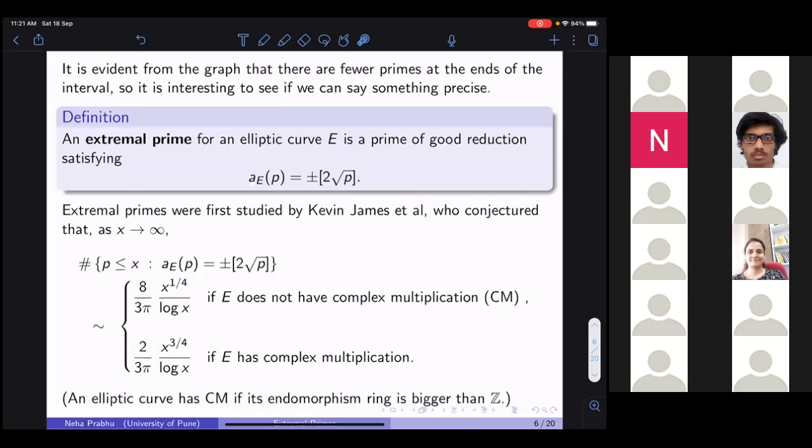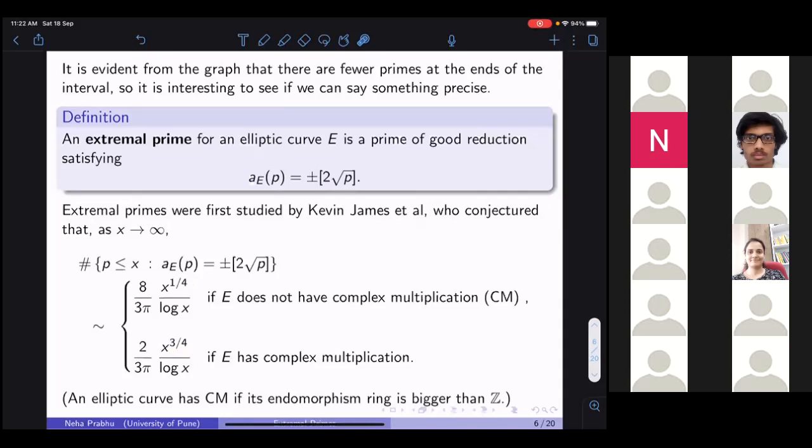The study of extremal primes is rather recent. So in around 2017, Kevin James and his co-authors conjectured that the asymptotic for non-CM curves would be a constant times x to the quarter over log x. And if it has complex multiplication, then it's x to the 3/4. So if you see the distribution in the case of CM curves, it is more uniform and sort of tapers upwards towards the endpoint. So you expect a larger proportion when you have complex multiplication. But in the case of non-CM curves, as we saw, it's much fewer at the ends than in the middle. So the asymptotic is x to the 1/4 over log x.